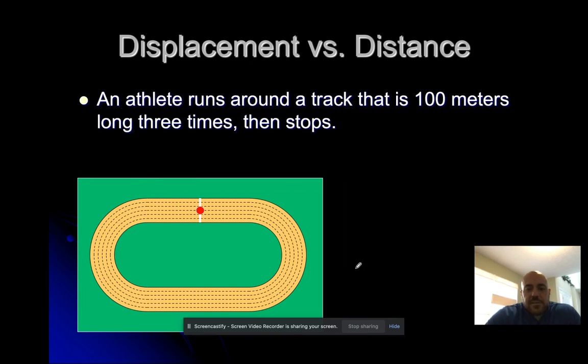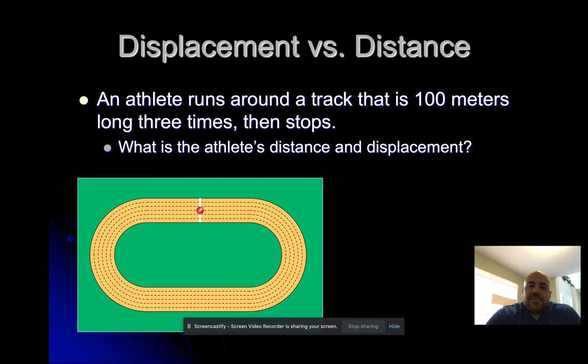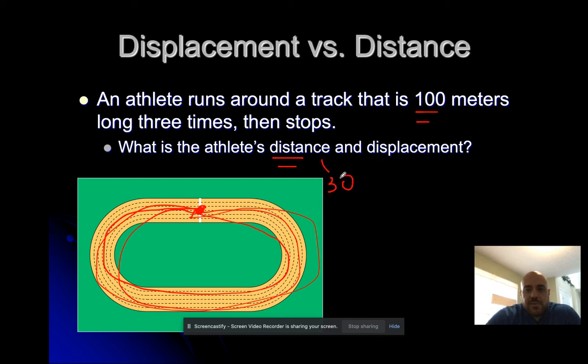All right, let's take this example. An athlete runs around a track that is 100 meters long 3 times and then stops. What is his distance and what is his displacement? So this guy goes around once, around twice, around 3 times, and finishes right where he started. So his distance is the total amount of movement. We said he went 100 meters 3 times. So we'll just add them up, 300 meters.